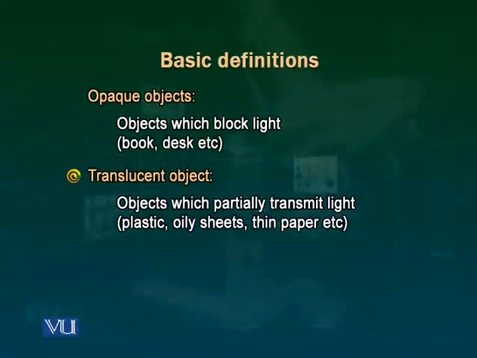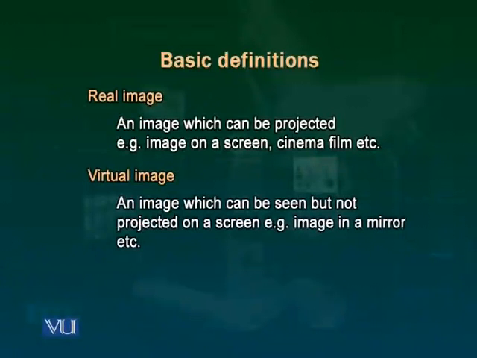What is a translucent object? We said if an object allows light to pass through, it is transparent. If it does not allow light to pass through, it is opaque. Now, translucent objects are basically those which allow light to partially pass through. Like a piece of paper, if I take a piece of paper or a piece of oily paper and shine a light on it, I will be able to see light on the other side of the paper. However, that light will not be transferred further, and therefore we say that sheet of paper or oily sheet, thin paper, etc. are translucent objects.